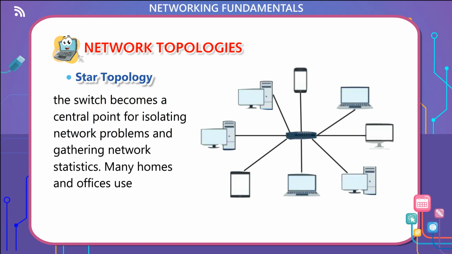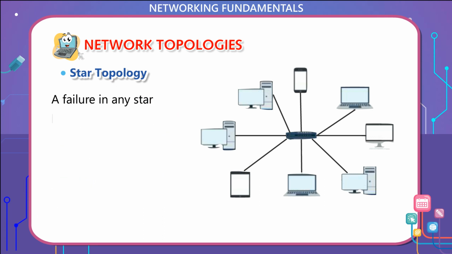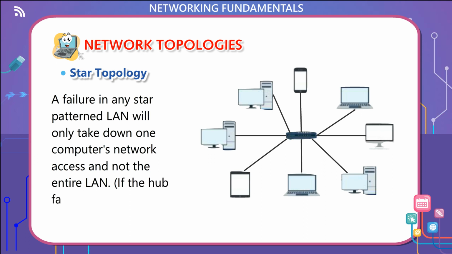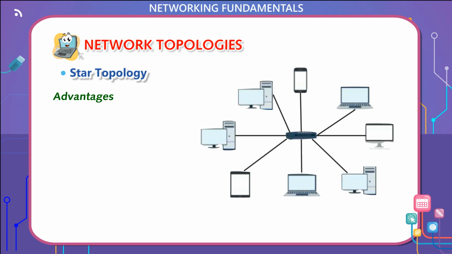Many homes and offices use the star topology network. A failure in any star-patterned LAN will only take down one computer's network access and not the entire LAN. If the hub fails, however, the entire network also fails.